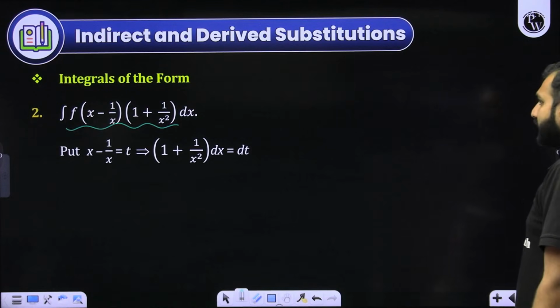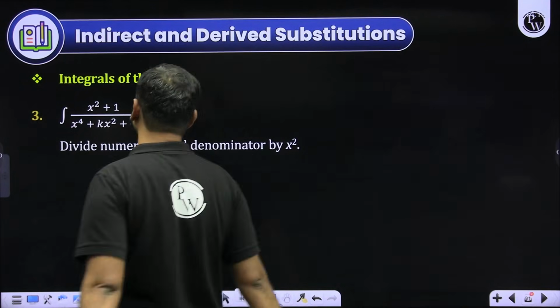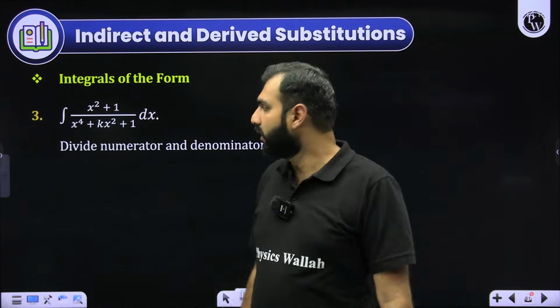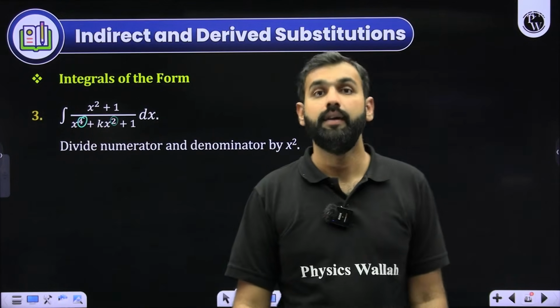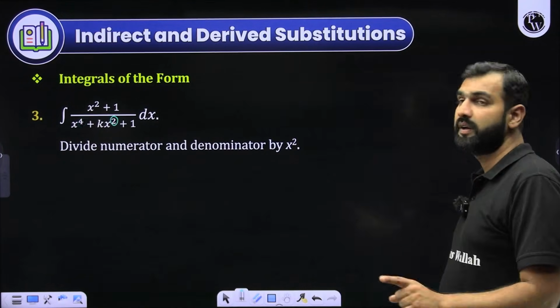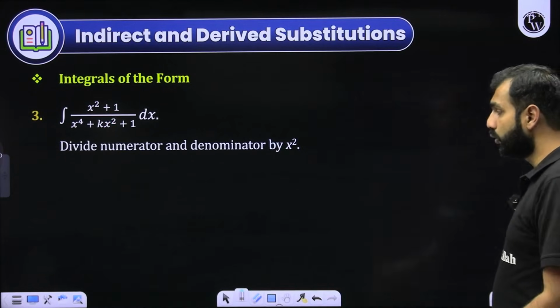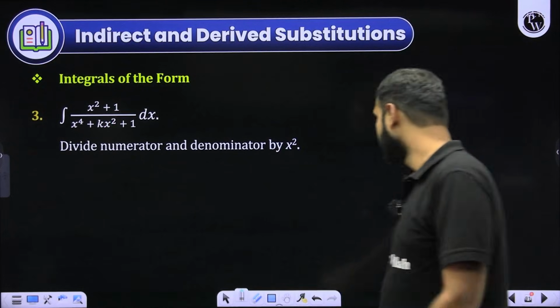Now, moving ahead, this is also a very interesting one. Whenever you see a quadratic in the numerator and a biquadratic in the denominator, where you have terms in x to the power 4, x square only, and of course a constant term, in that case, divide the numerator and denominator by x square. I'll show it here.